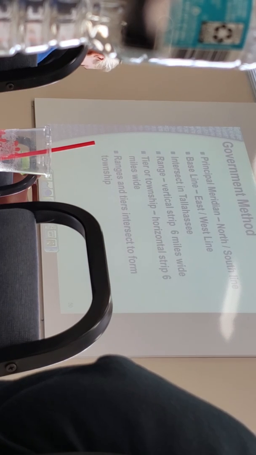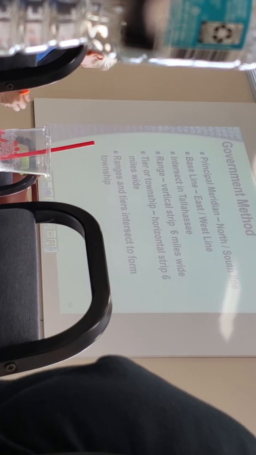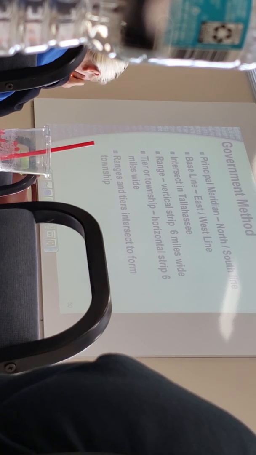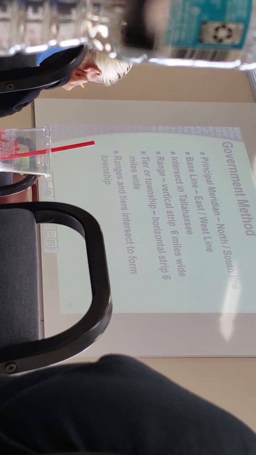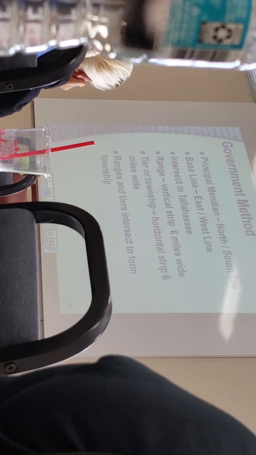They say, okay, I have my baseline. Now I'm going to go north and south of the baseline and draw these imaginary east-west lines every 6 miles. And these imaginary east-west lines are called what lines, class? Tier lines, or township lines. Imaginary, can't see them.